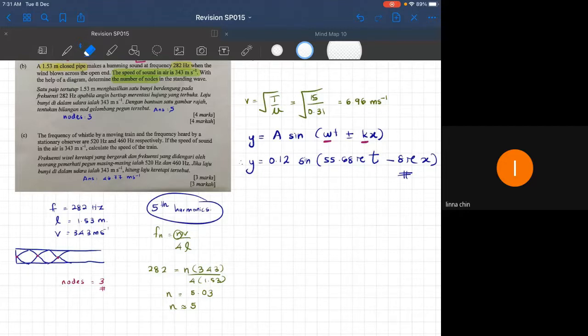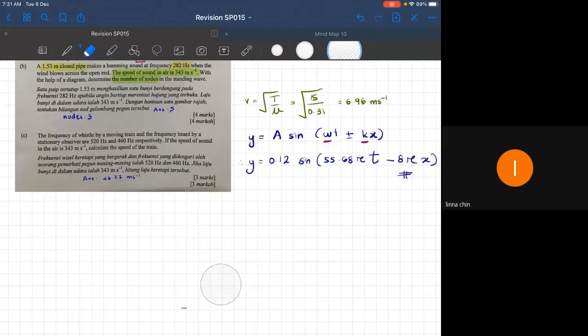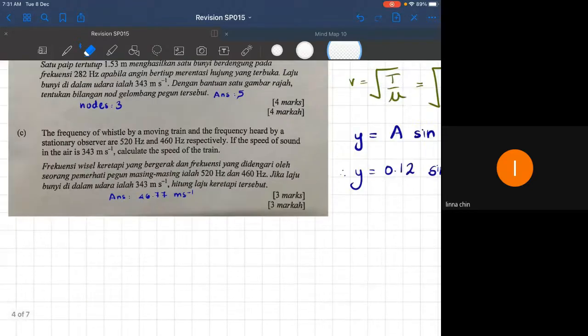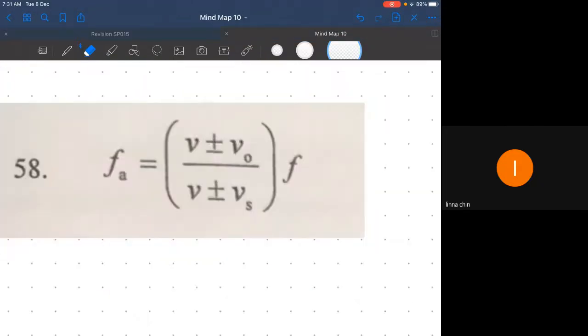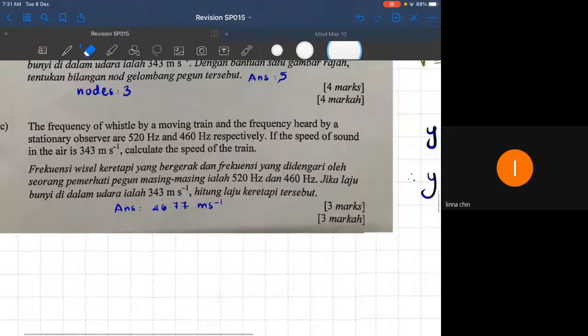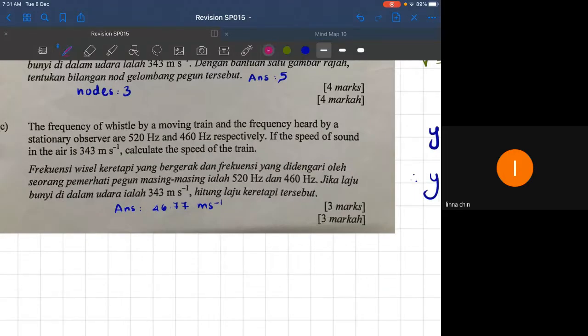So yeah, Miss akan padam benda ni. Okay, let's read the C. C dalam exam unfortunately dia kasih kita equation dia very general macam tu saja, tapi kita akan cuba jawab lah. Let's read the question together. We have the frequency of a whistle by a moving train. So we have a moving train, which is the source.